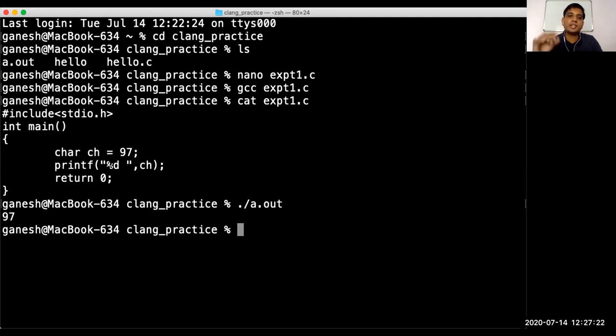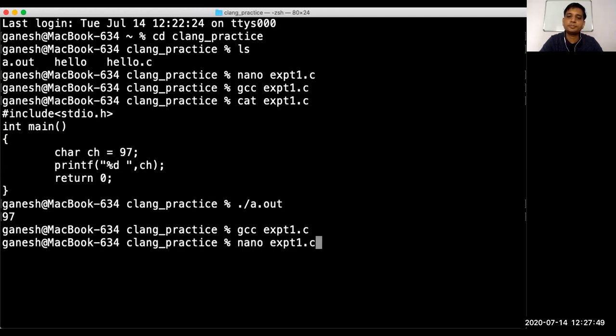Now ch contains 97. And I'm printing the ch value, but what format specifier am I using? Percentage d. What does percentage d mean? You are printing the integer value of this variable. The integer value of the variable is 97, so that's why the output is 97. Now I'm making some changes here.